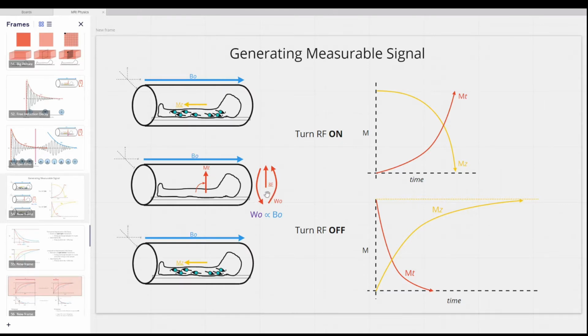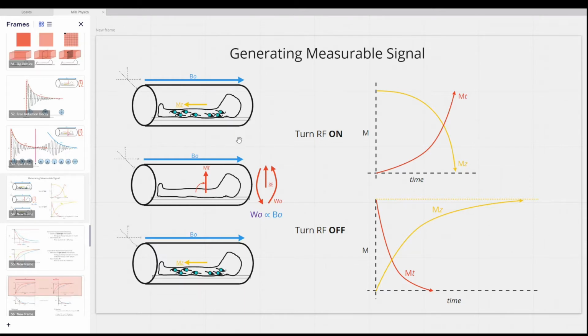And we said that because of the principle of resonance, we get efficient energy transfer between our RF pulse and the spins in the patient that are at the same frequency, right? And so whatever frequency our RF is set at, if it matches the frequency of the spins in the patient, then we bump those spins into the transverse plane, and that's our signal that we can measure.